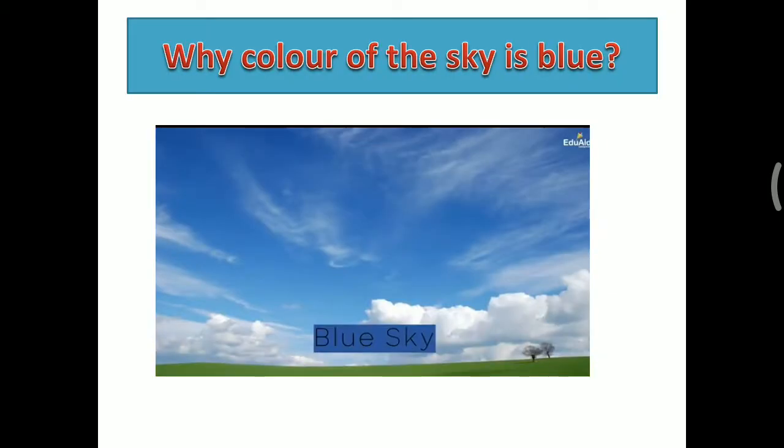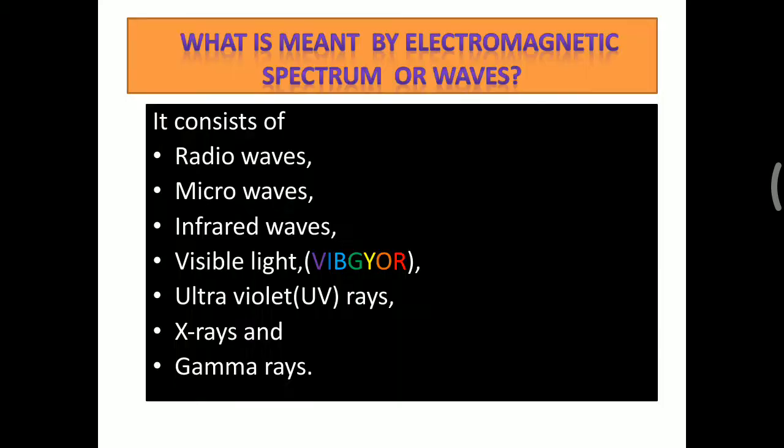The next one, why is the color of the sky blue? Have you seen the sky, the color of the sky? Yes. Everybody knows that the color of the sky is blue. Do you know what is the reason? We will see the reason. Before going to see the answer for why the color of the sky is blue, you have to know what is meant by electromagnetic spectrum or waves.